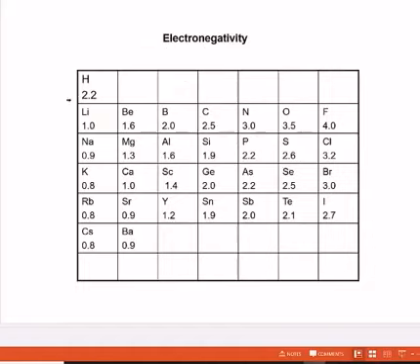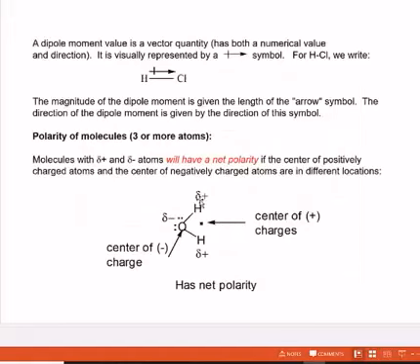Hydrogen 2.2, oxygen 3.5. Oxygen is clearly higher than hydrogen. So the hydrogen end would be positive and the oxygen end of the bond is negative, with a delta plus on the hydrogen and a delta minus on the oxygen. Again, these are fractional charges, not full unit charges. Both hydrogens have partial positive charges, and the oxygen has a partial negative charge.